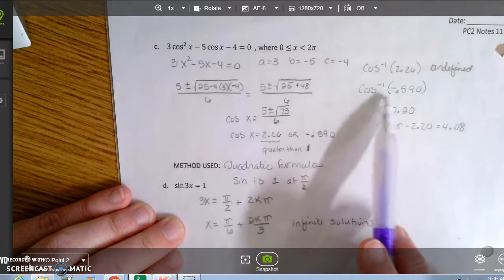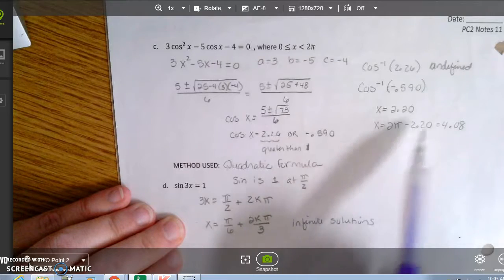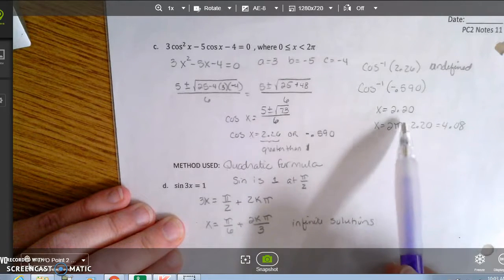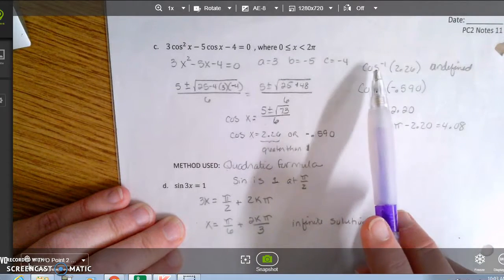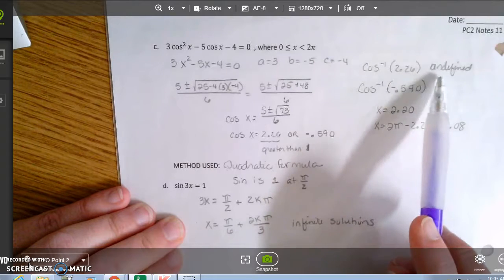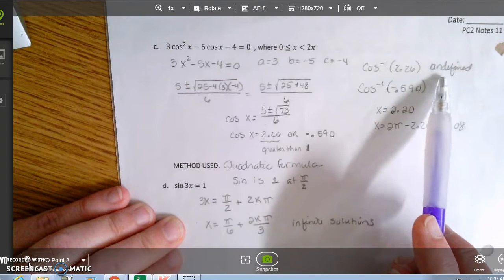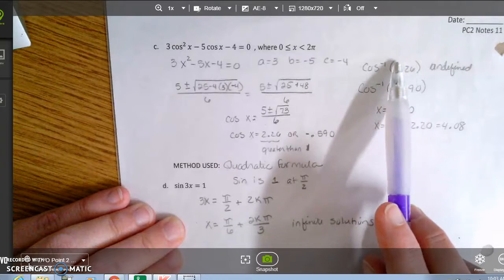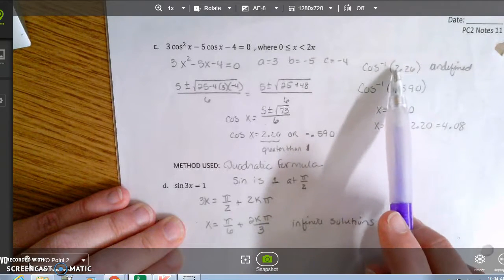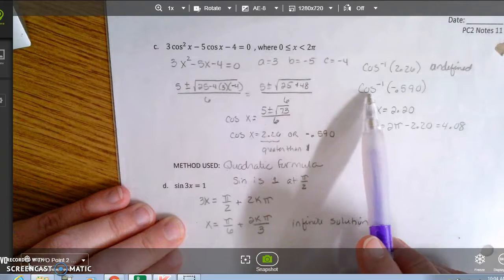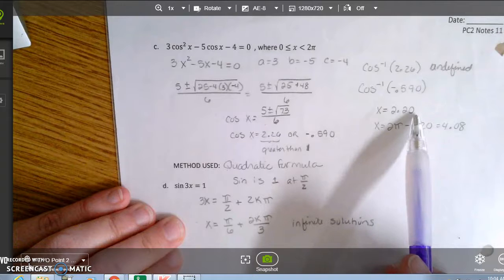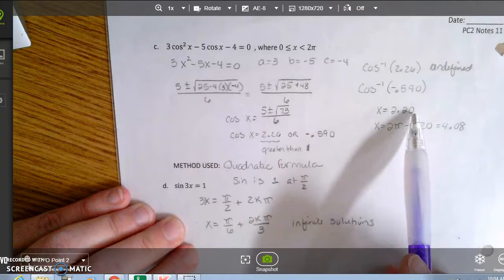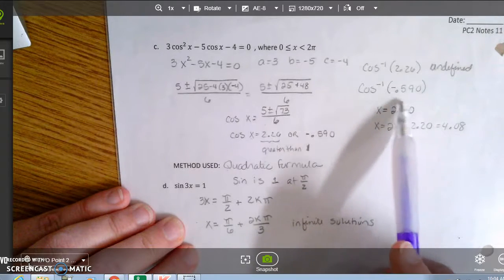So to figure out the angles, I've got it in radian mode here, but I would recommend maybe degree mode to check it. So if you put in cosine inverse 2.26, it comes out to be an error message. It's undefined, because remember that for inverses, this value has to be between 1 and -1. Cosine inverse of -0.59 equals 2.20, which is in radians. Pi is 3.14, so this would be a number in quadrant 2.